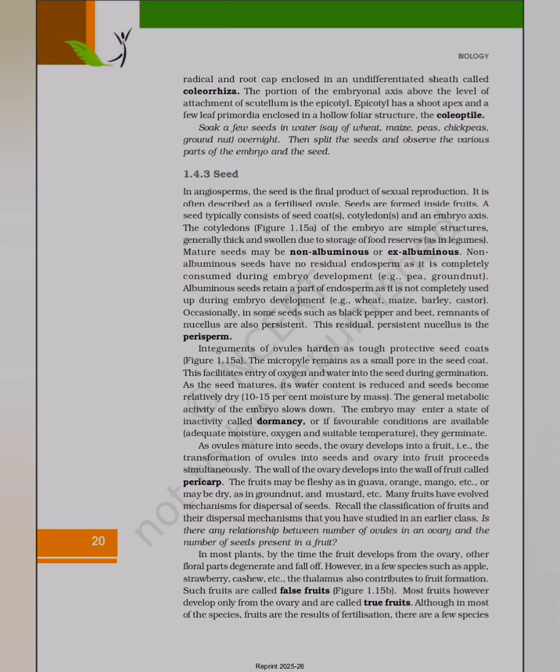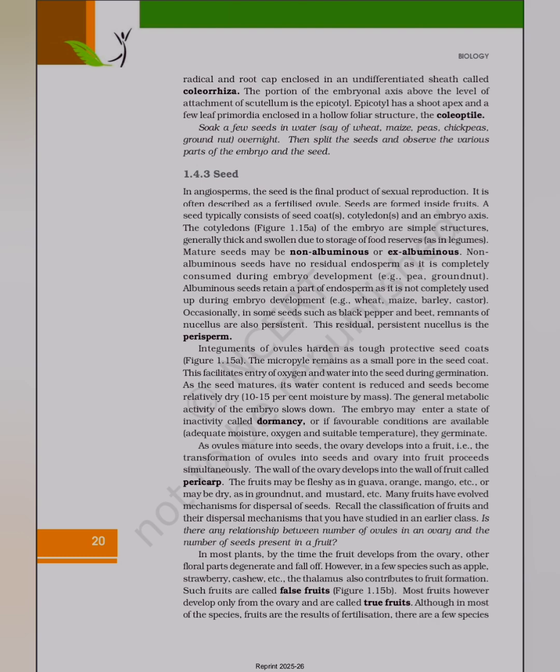Occasionally, in some seeds such as black pepper and beet, remnants of the nucellus are also persistent. This residual persistent nucellus is the perisperm. The integuments of the ovule harden as a tough protective seed coat. The micropyle remains as a small pore in the seed coat. This facilitates entry of oxygen and water into the seed during germination.